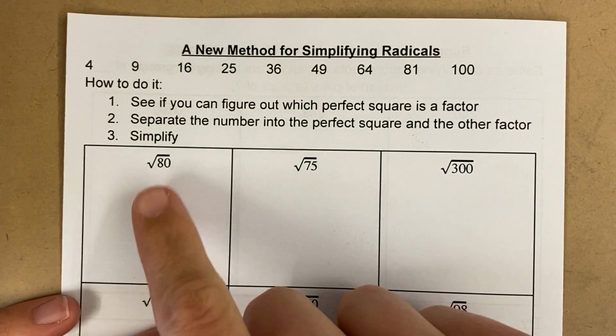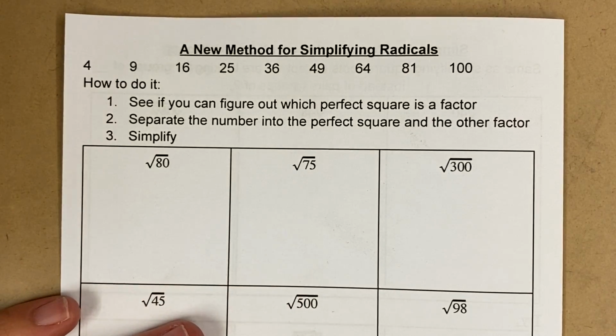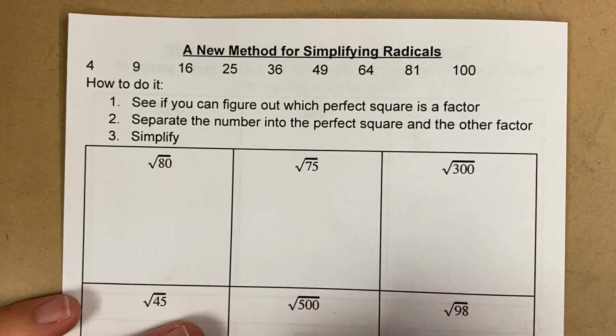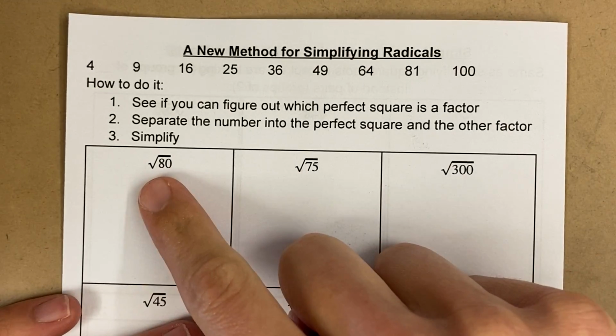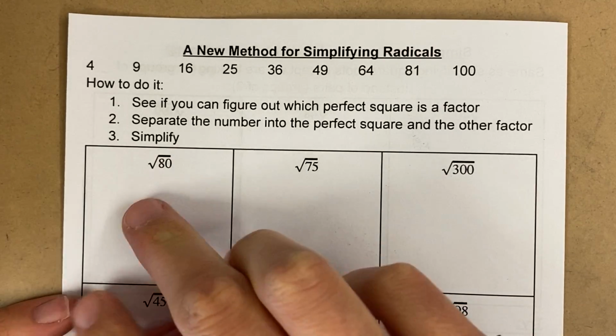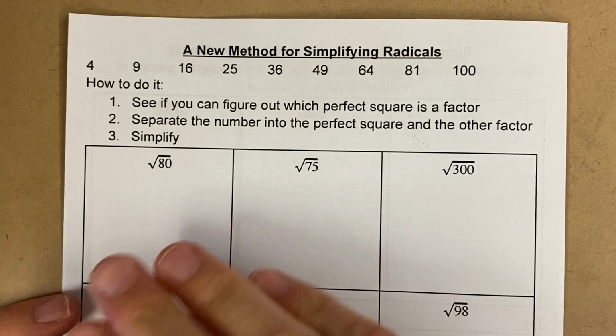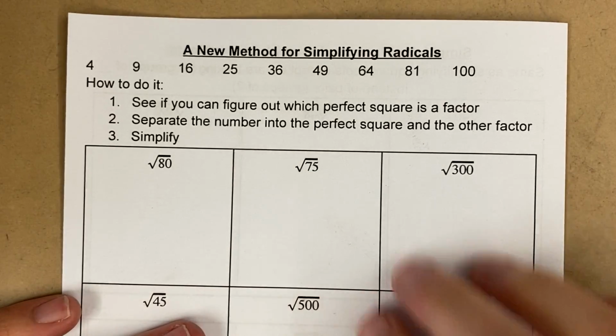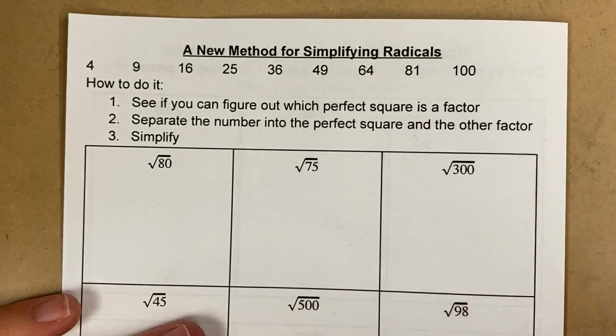way. The thing is that this shorter way requires a pretty high level of knowing your multiplication tables, and just knowing, for example, that 80 is 16 times 5, right? That's not super common knowledge, but if you can see that and pull it out, there's a shorter way to do this. So here's how it works.